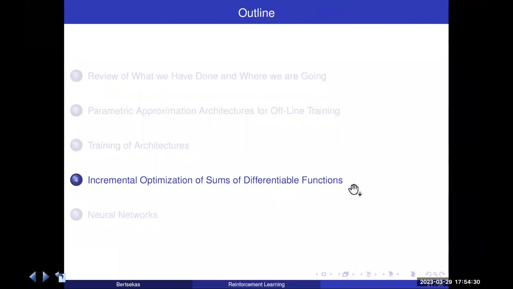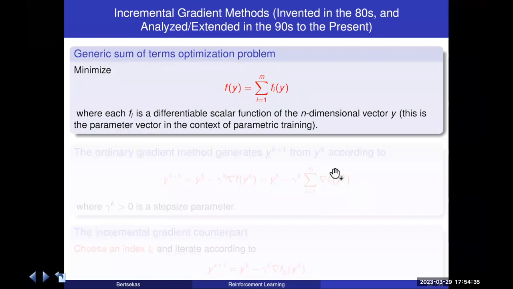And I'm going to discuss it in a more general context, so as not to clutter the slides with complicated parametric approximation formulas. I'm going to discuss it in terms of this problem: minimize f of y, where y is the optimization vector, and f of y is the sum of a number of components. Each f_i is a differentiable scalar function of the n-dimensional vector y. In the context of parametric training, it is the parameter vector.